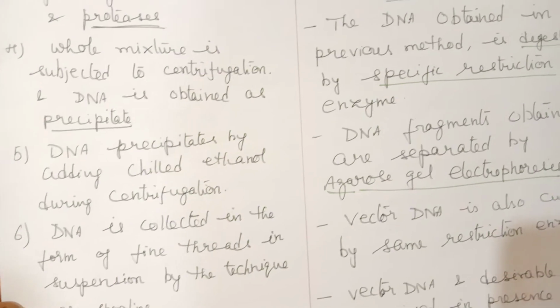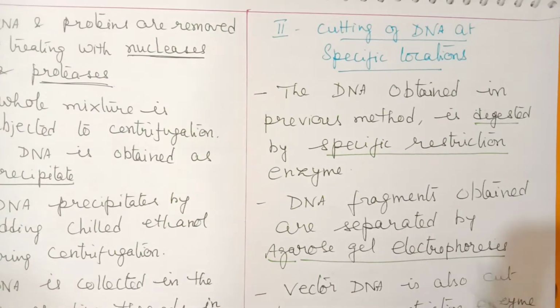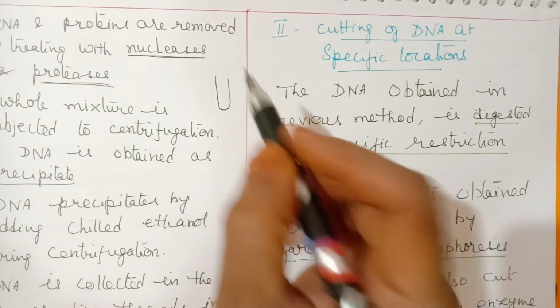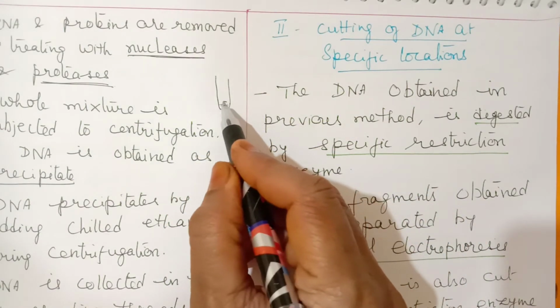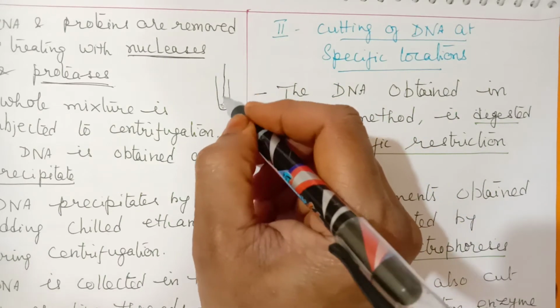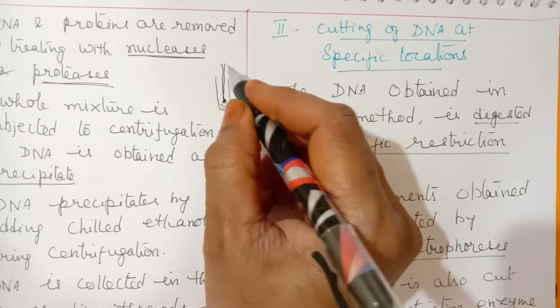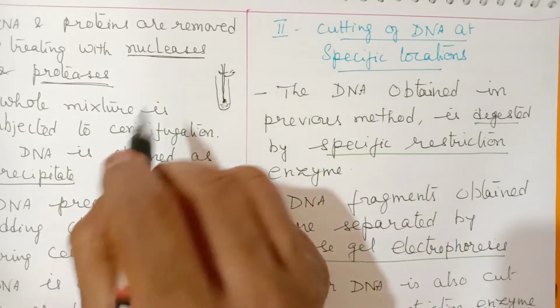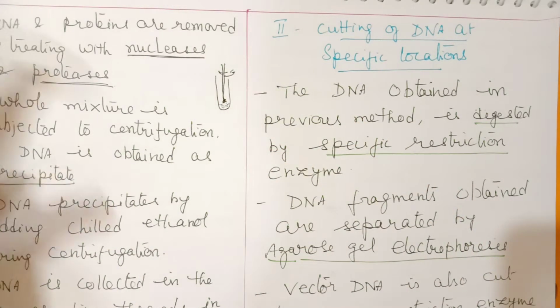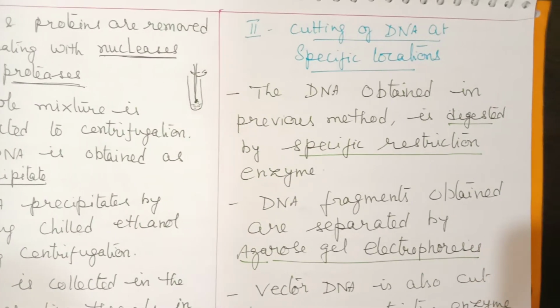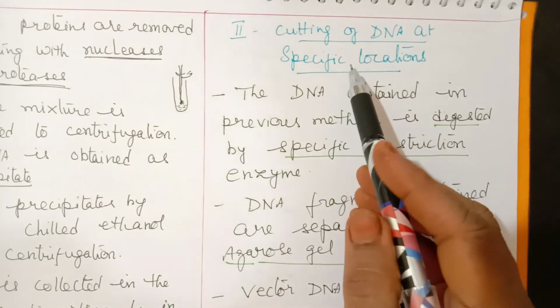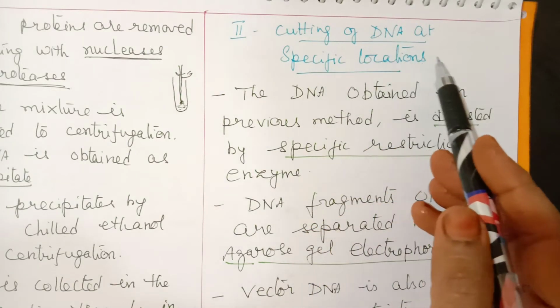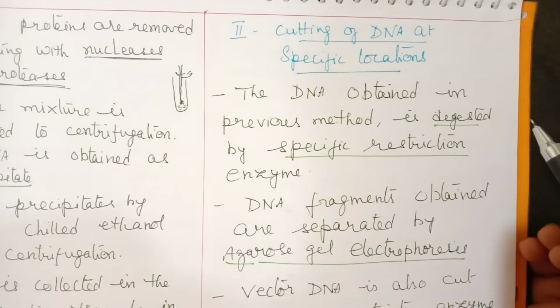Spooling is a technique where the DNA is in the precipitate in the solution. A glass rod is inserted into this, and by rotating the glass rod, like threads, the DNA can be separated, and that process is called spooling. Now, once we obtain the DNA, then DNA can be cut at specific locations. So, the second step is cutting of DNA at specific locations.